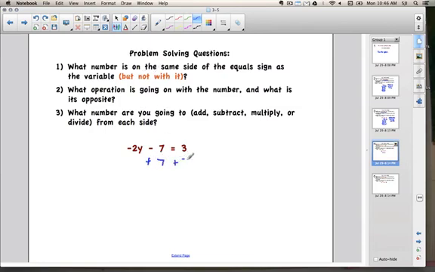Remember to make sure to line them up. So subtracting 7 and adding 7, that gets you 0, so those two are canceled out. We're just left with the minus 2y on the left side of the equal sign, and 3 plus 7 is 10. Now I'm going to go back through and ask myself these questions again, but I'm not going to ask myself the but not with it part. What number is on the same side of the equal sign as the variable? The negative 2 is. What operation is going on with that number and what is its opposite? Well, the operation that's going on between the negative 2 and the y is multiplication because I don't see a sign there, and the opposite of multiplication is division. What number are you going to add, subtract, multiply, or divide from both sides? I'm going to divide by negative 2.